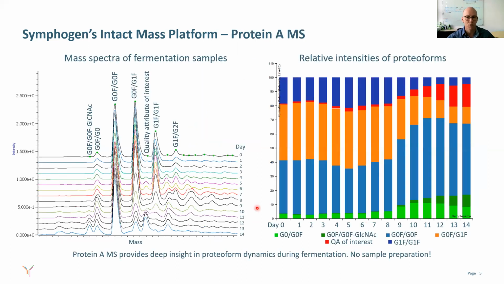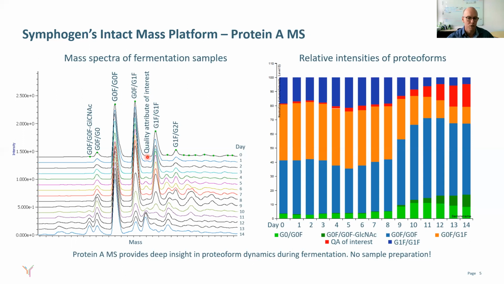Another example is protein AMS. So here the upstream guys simply provide us with fermentation harvest samples. So we take the fermentation harvest directly, load it into our LC-MS platform, and now we can then measure the proteoform distribution as a function of fermentation day. For this particular product, we had a quality attribute shown here, that we wanted to understand when this quality attribute was being produced in the upstream process.